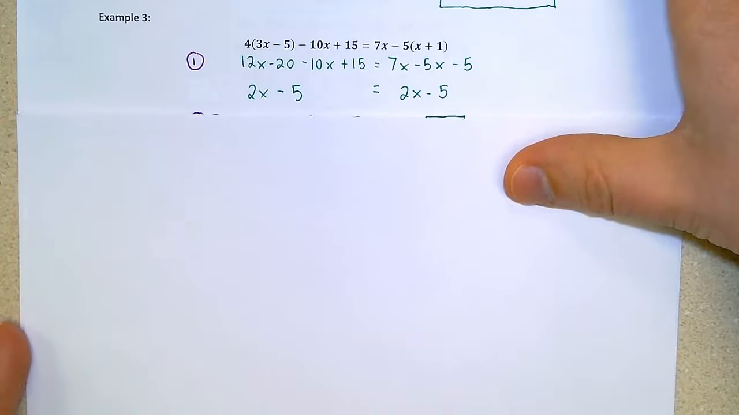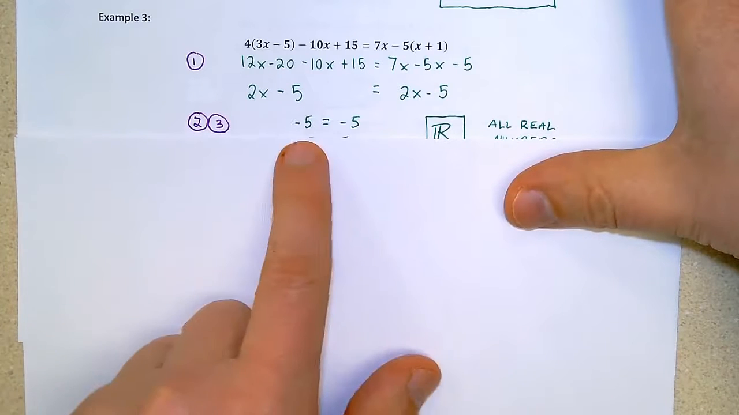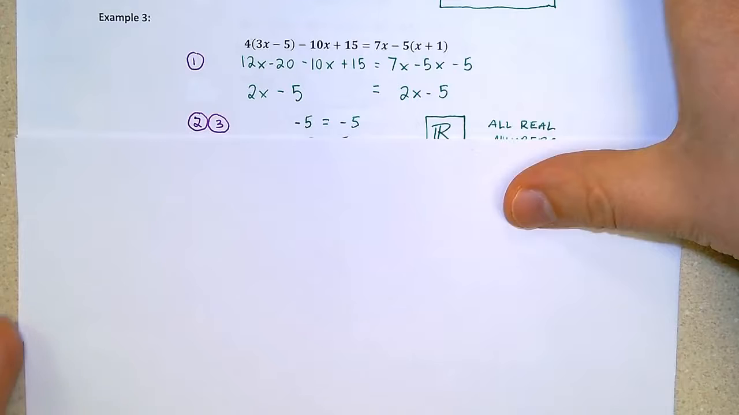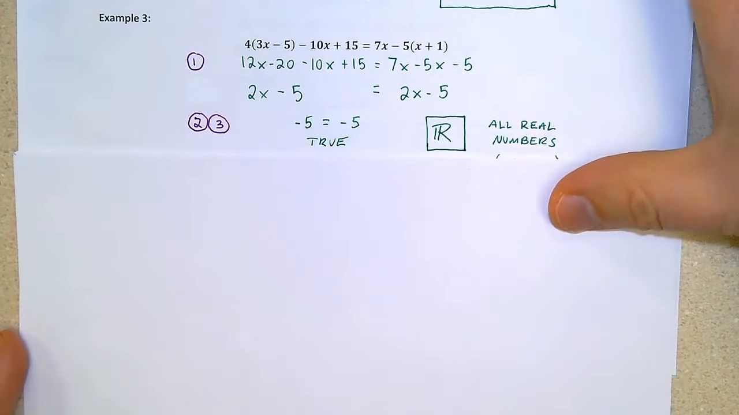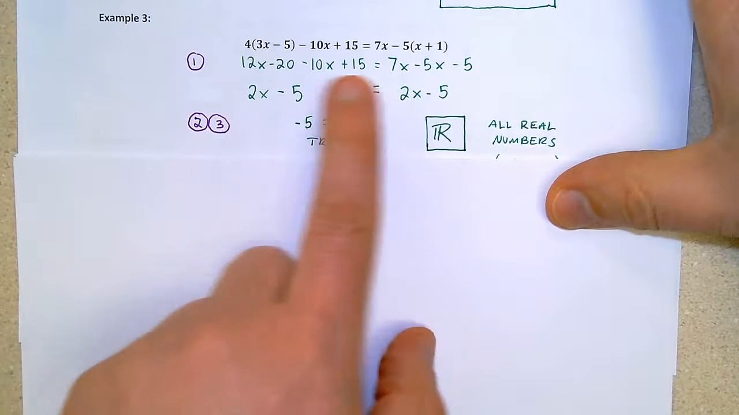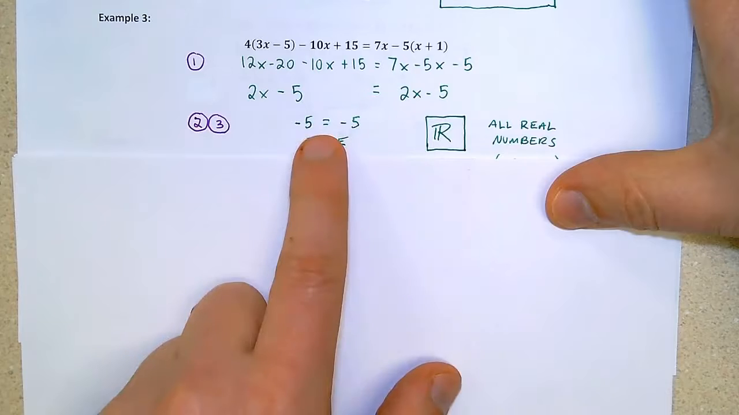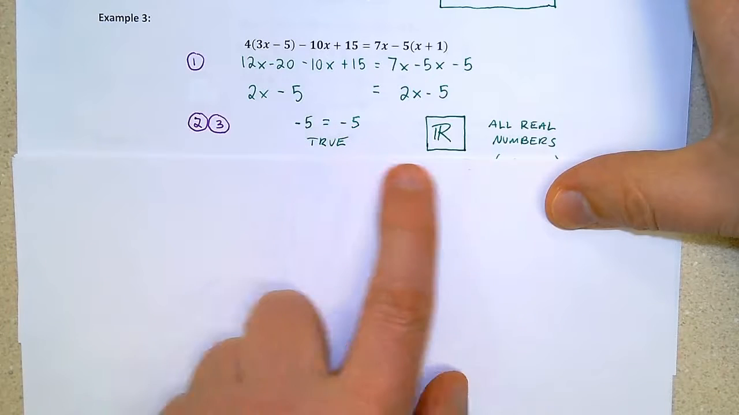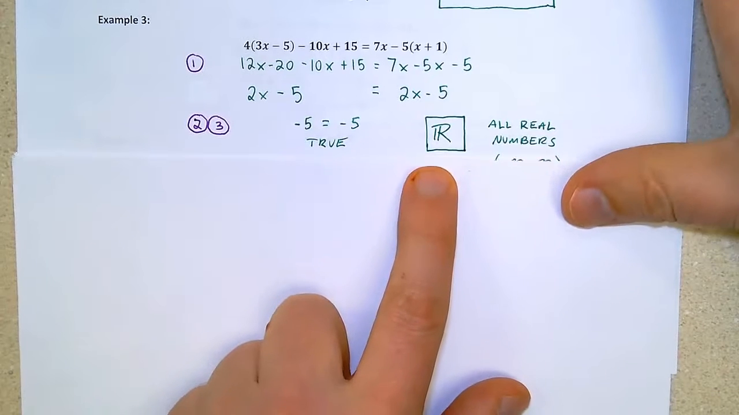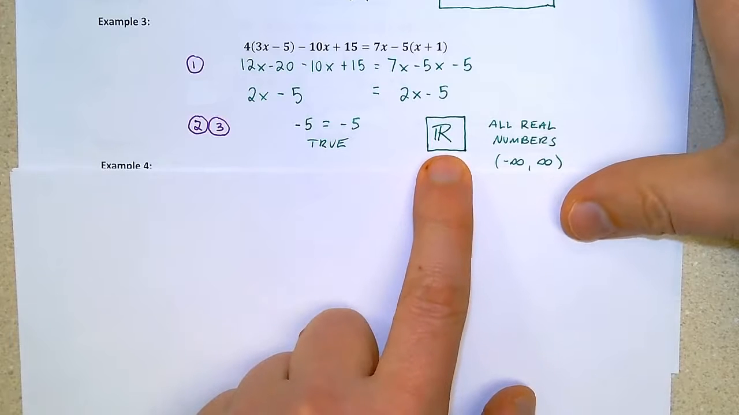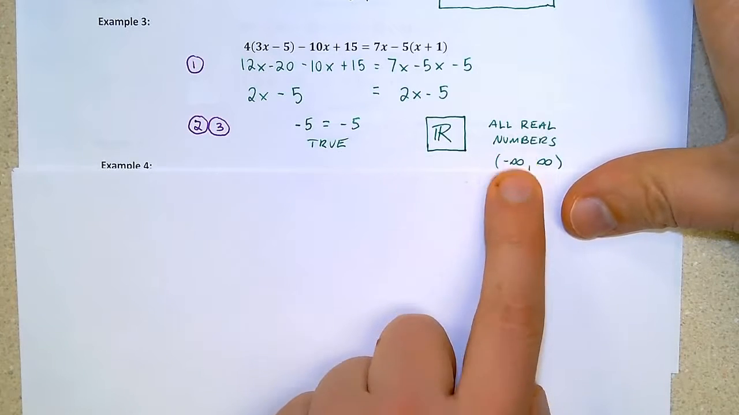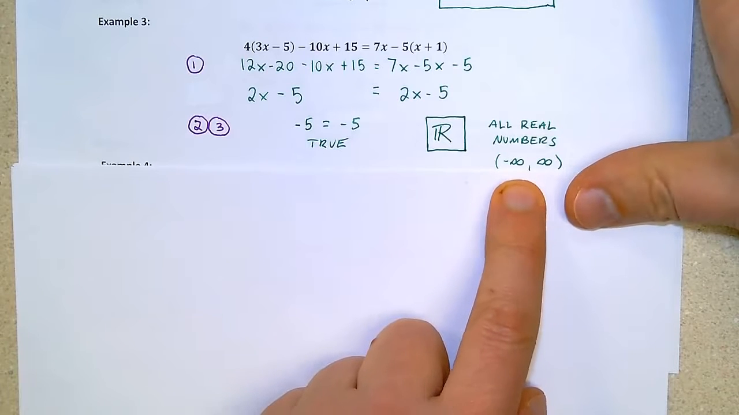Oftentimes I see my students take it a bit further and they get to something like negative 5 equals negative 5, or even 0 equals 0. At any point where you have the same thing on both sides of the equal sign, you have a true sentence and you can jump to the answer of all real numbers, which can be expressed as the set double-backed R, the words all real numbers, or interval notation, negative infinity to positive infinity.